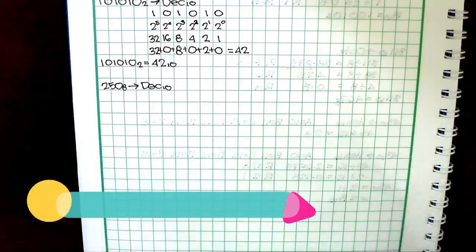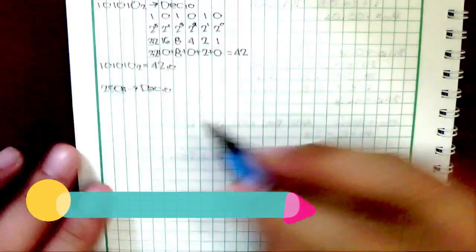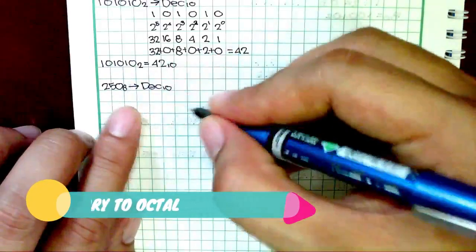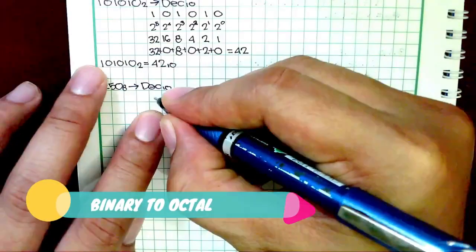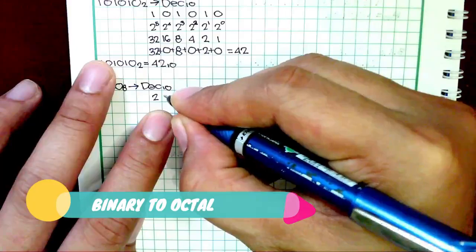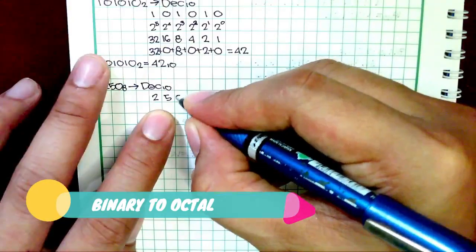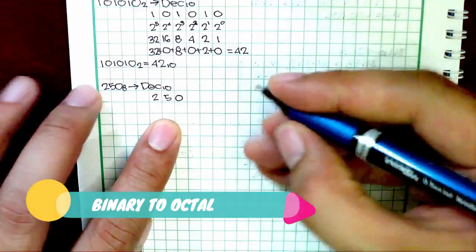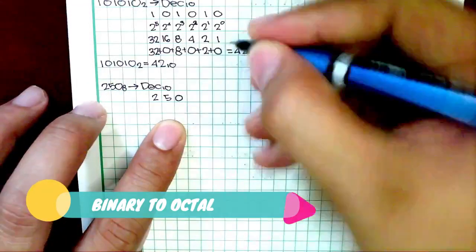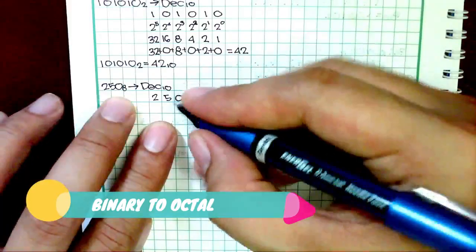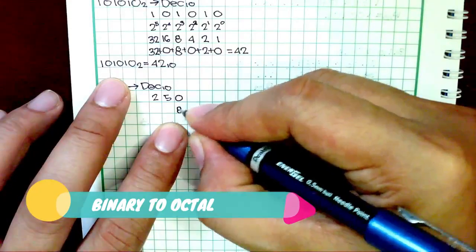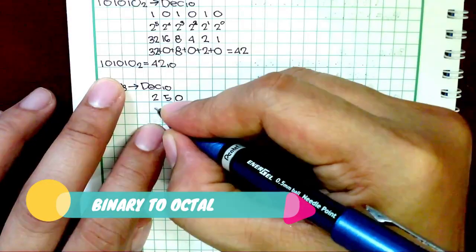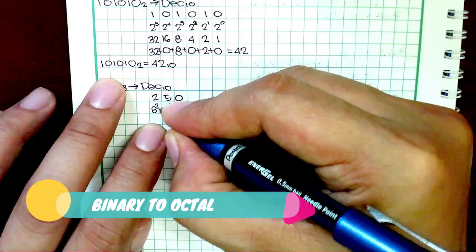For our next example, we are going to convert octal into decimal. So we have here 250 in octal. So 2, 5, 0. And then we're going to introduce again the exponents. So this time, instead of 2, we're going to use 8. So 8 raised to 0, 8 raised to 1, and then 8 raised to 2.